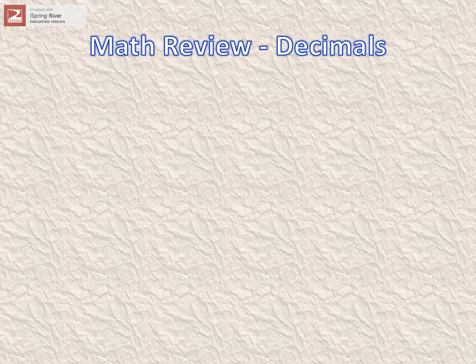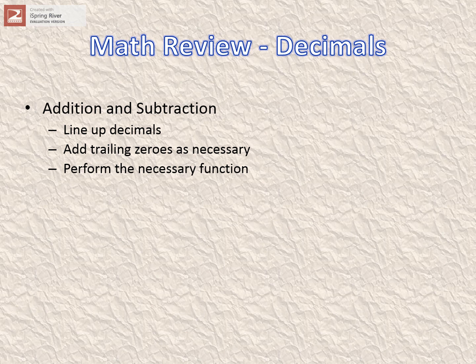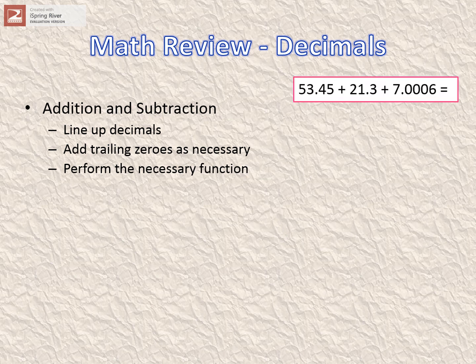So now we're going to talk about addition and subtraction of decimals. It's very, very easy to do addition and subtraction of decimals. All you're going to do is line up the decimals and add trailing zeros as necessary, and then perform whichever function it asks you to do, whether it be adding or subtraction. So if our example problem is 53 and 45 hundredths plus 21 and 3 tenths plus 7 and 6 ten thousandths.